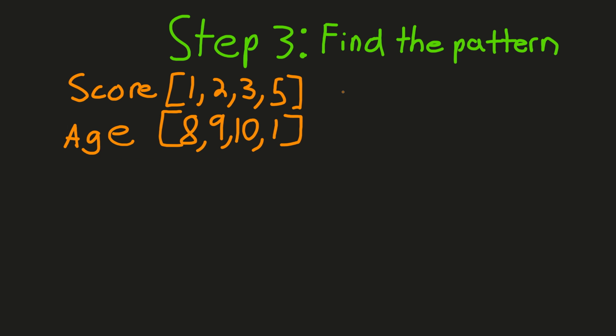What if we were to sort the scores by age instead of the score? So the score sorted by age would look like this. It would be 5, 1, 2, and 3.